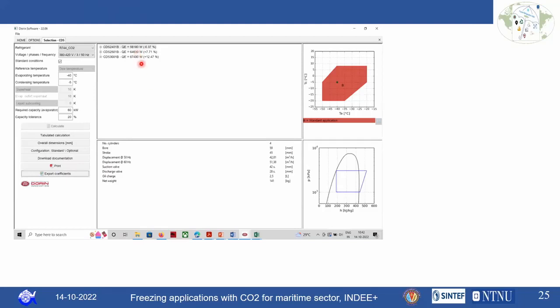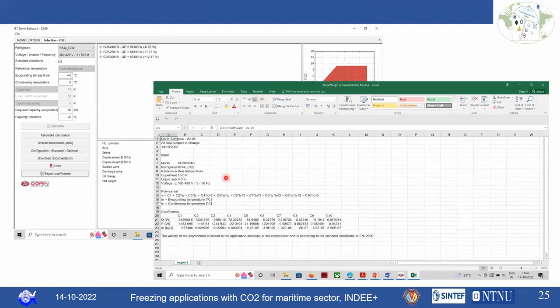You can have different types of compressors depending on different mass flow rates, and it will also show the temperature envelope inside which the compressor will work. Apart from this, you can also get the coefficients of these compressors. Here you can see a compressor model, CDS2410B, which has a polynomial equation, and you can get different coefficients for this compressor.